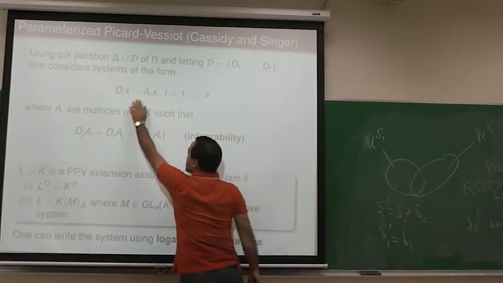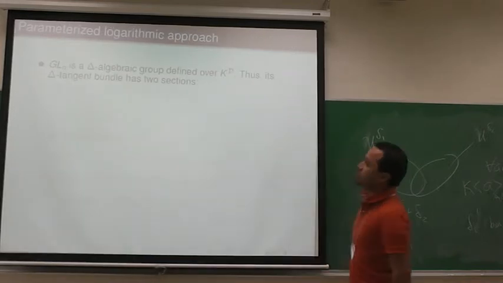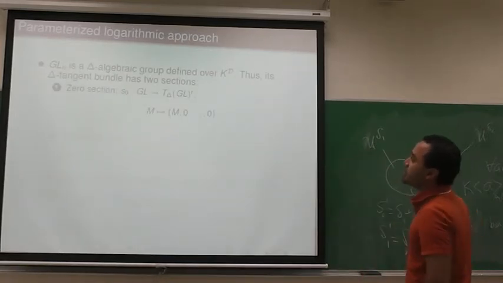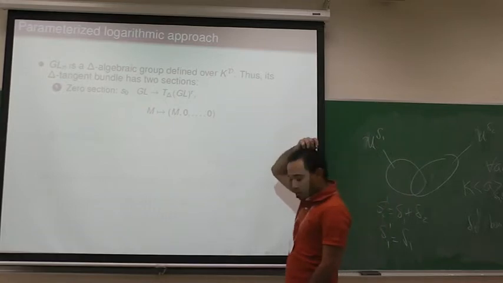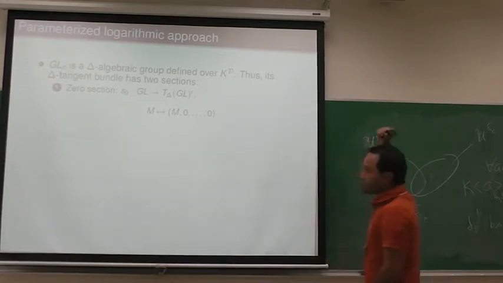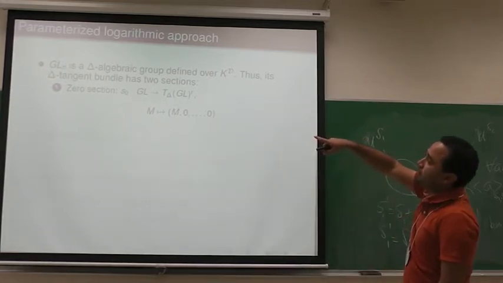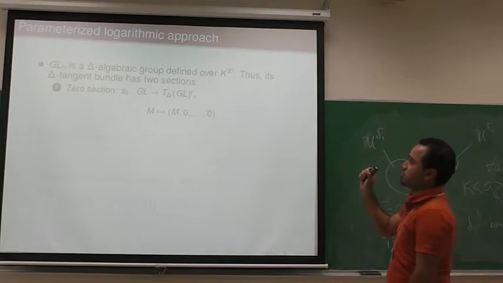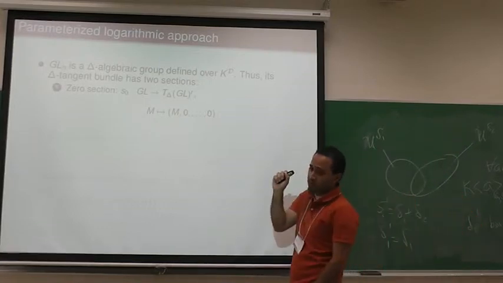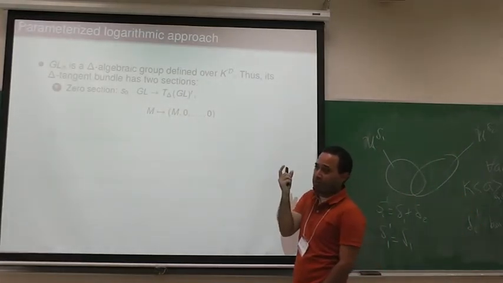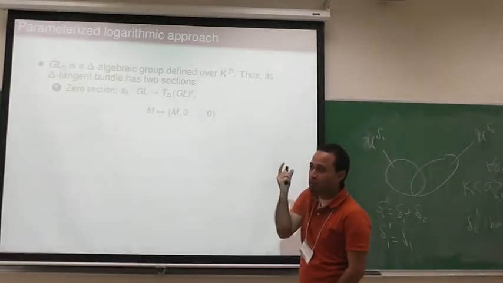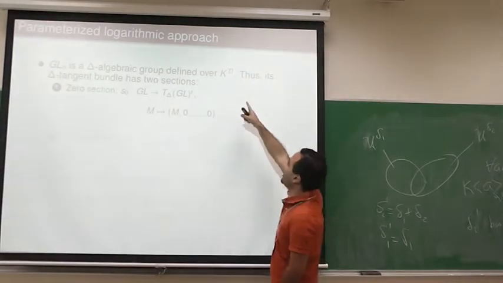You can rewrite this system in terms of logarithmic equations. How do you do it? Okay. So the group of general linear matrices is a differential algebraic group, and it is defined over the constants. Okay, I mean, this is true. Of course, more is true, but what I have is true.